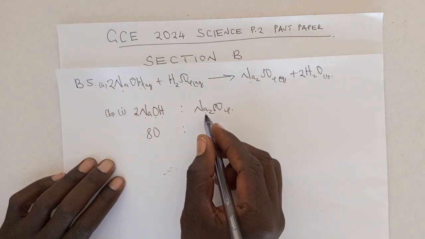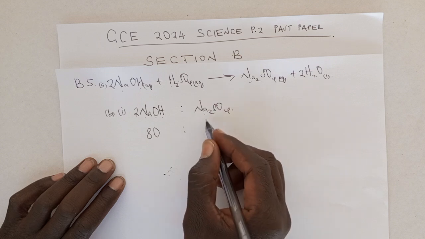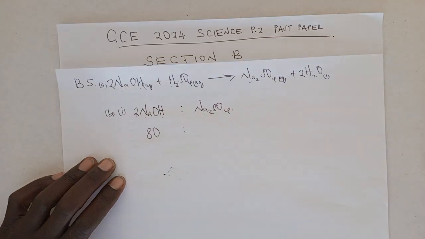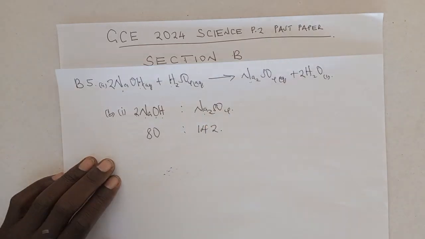And then this side we are going to have 23. 23 times 2, that is 46. 46 plus 32 for sulfur. That gives us 78. 78 plus 64, that gives us 142. So we have 142 here.